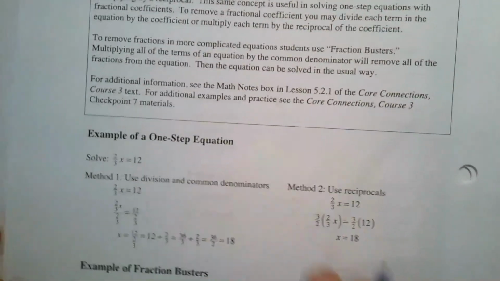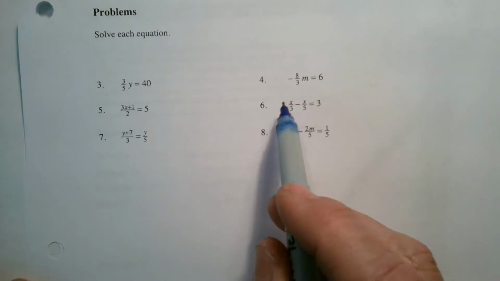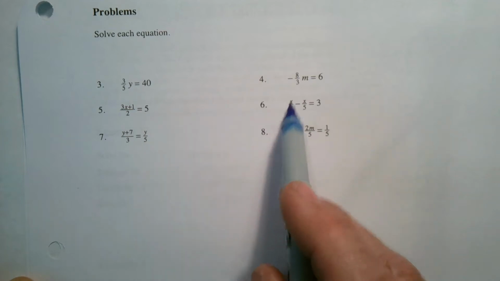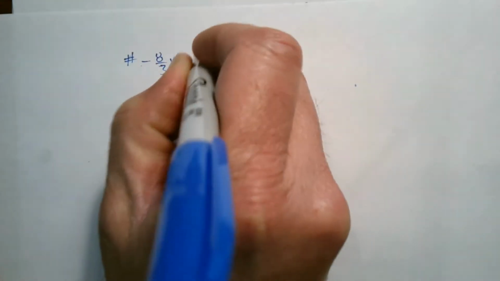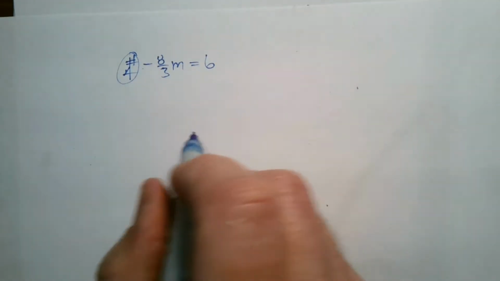So I'm going to pick a couple of problems from this parent guide. I'm going to show you how to do numbers 4, 5, and 6. Okay. So the equation here for number 4 is negative 8/3 m equals 6, right? Oops, I didn't put the number 4. Negative 8/3 m equals 6.